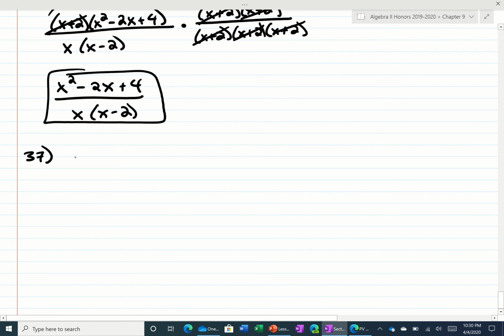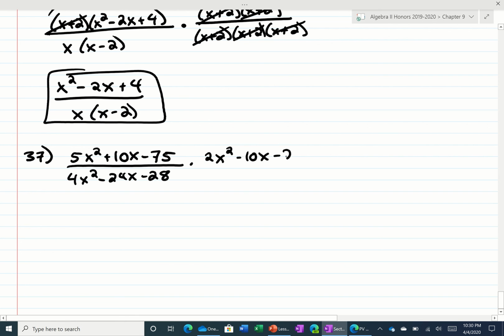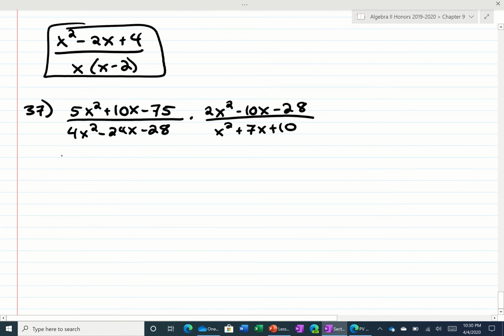So number 37, it says we have 5x squared plus 10x minus 75 over 4x squared minus 24x minus 28. So before you get all wound up, we could take out a GCF there, times 2x squared minus 10x minus 28 divided by x squared plus 7x plus 10. Alright, so let's take out our GCFs and see what we're left with.